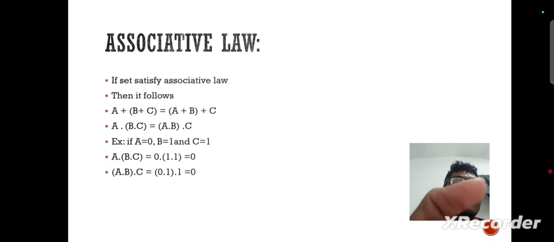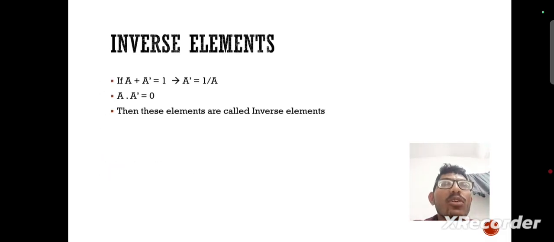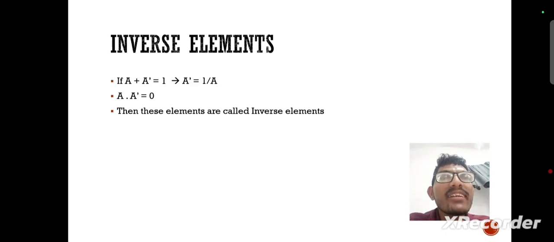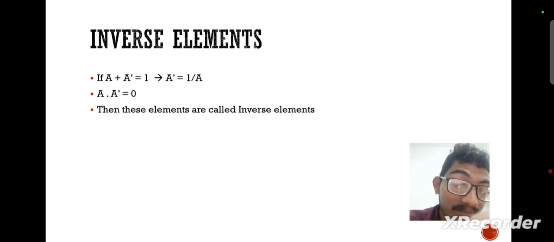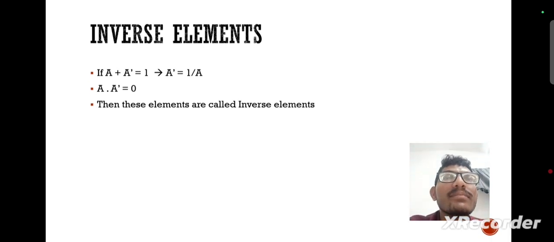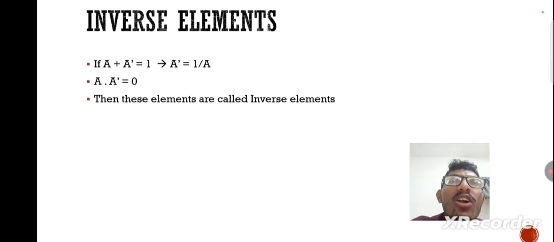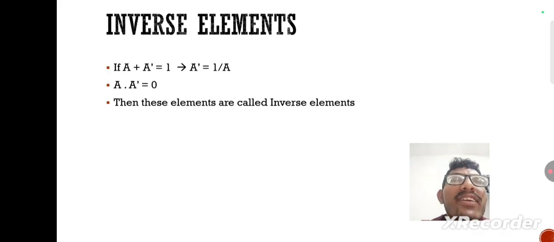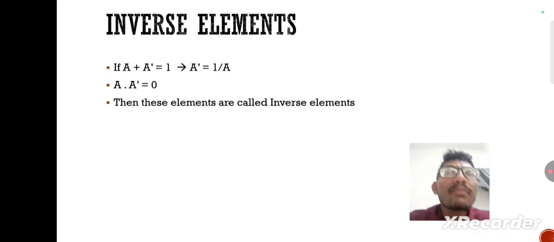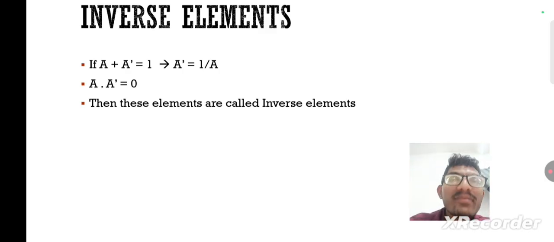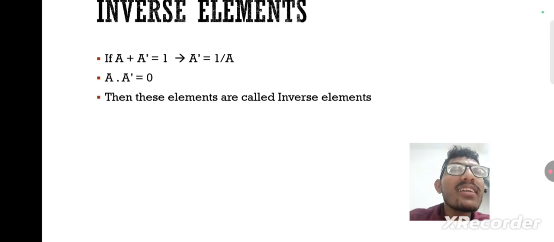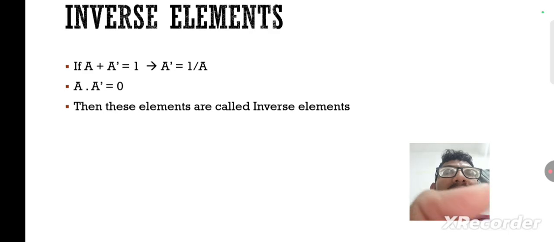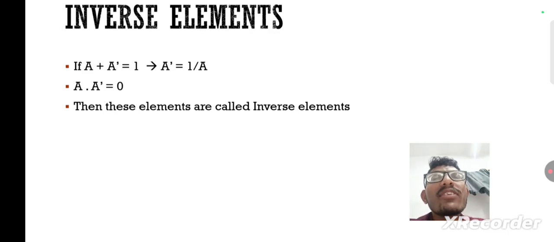Next we will go to the inverse elements. In the inverse elements law, A bar is the complement of A. A plus A bar equal to 1: when we take the complement of a number and add it to the same number without complement, then we get 1. If we multiply the complement and the number, we will get 0. These are called inverse elements. If we take A equal to 1, the inverse of 1 equal to 0.